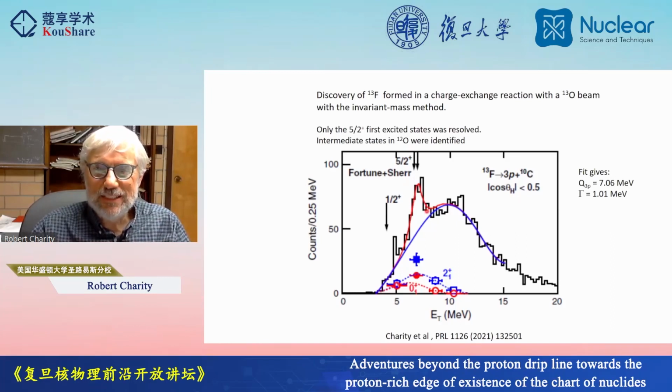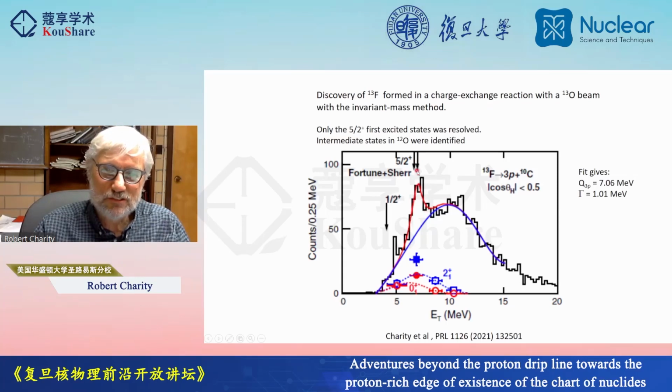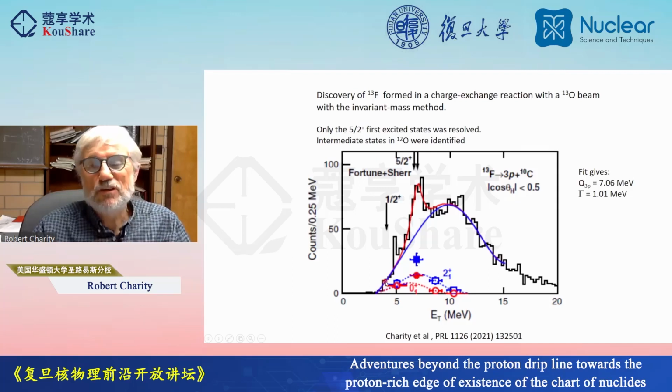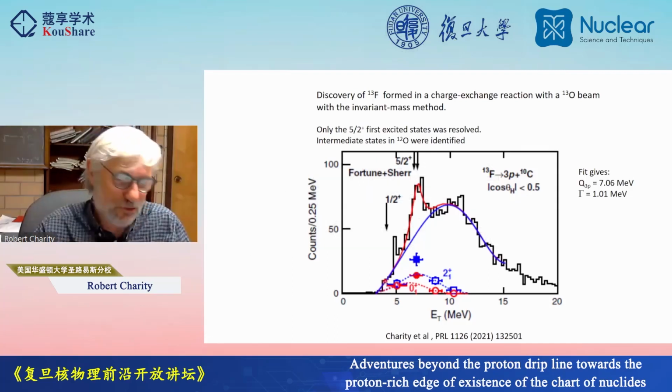So, invariant mass, to assign spins, especially with these charge exchange reactions, it's not clear that we have any information on the spins. The only reason we assign this as the first excited state is because that's where Terry, Fortune, and Raymond Sherr predicted the first excited state to be, and their prediction for the ground state was here. So, of course, if their prediction is wrong, then this could be the ground state.